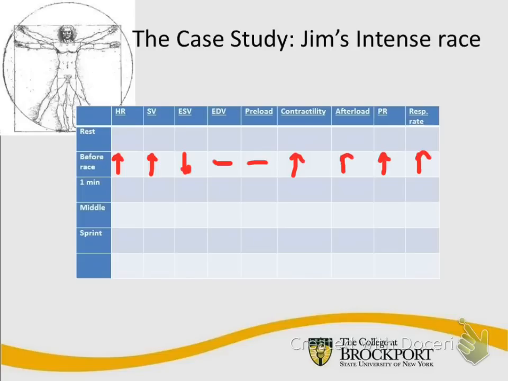Now contrast this with 1 minute into the race. We know Jim's heart rate is really jacked up, right? It's at about 208. I'm going to give that 3 upward arrows. That's maximum stimulation. We know he's enhanced his cardiac output, right? Because the textbook tells us that for a trained athlete, cardiac output is going to go from roughly 5 liters per minute at rest to 30 liters per minute when it's really maximally stimulated.